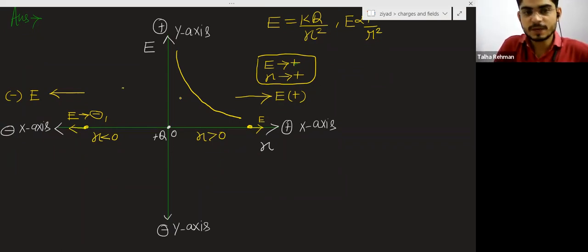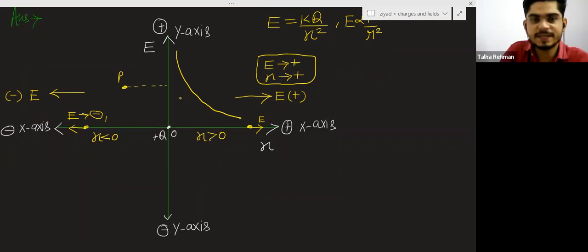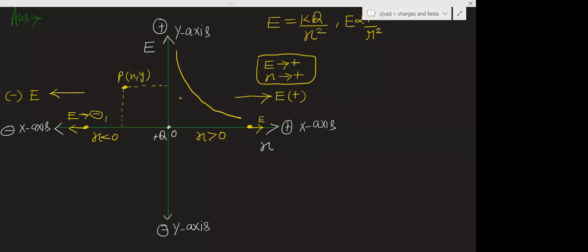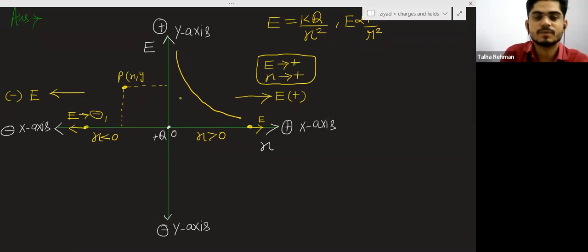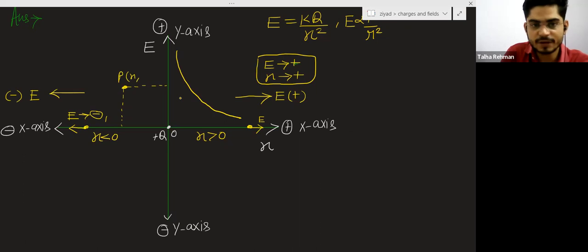Now, when you will take a point in this quadrant, so see here. Suppose here is a point P. So this point lies in this second quadrant. Then this is the x coordinate and the y coordinate you will take. So instead of x coordinate, you will have distance x, and instead of y coordinate you will have electric field.